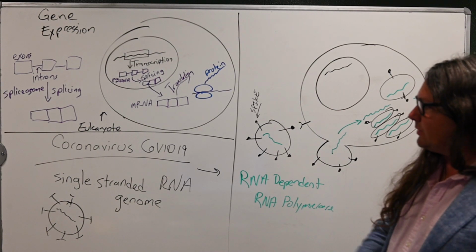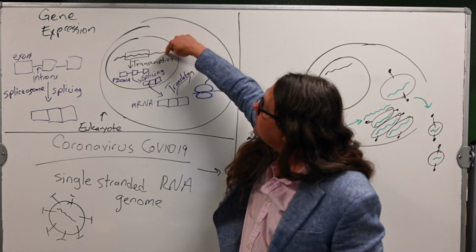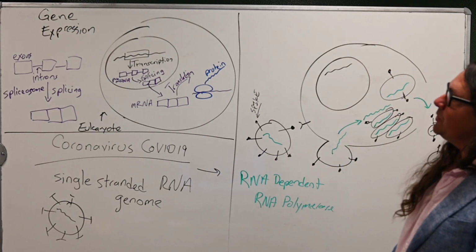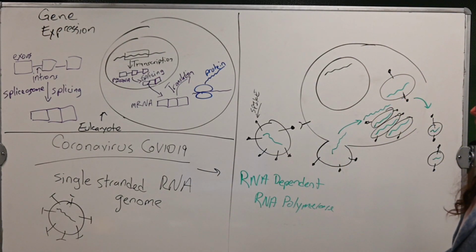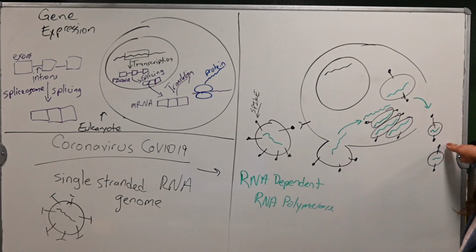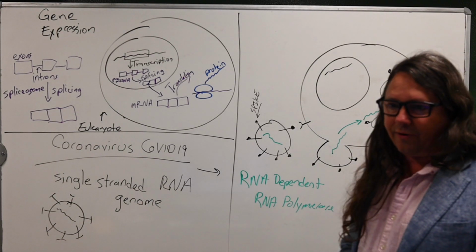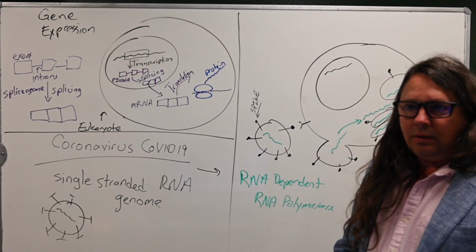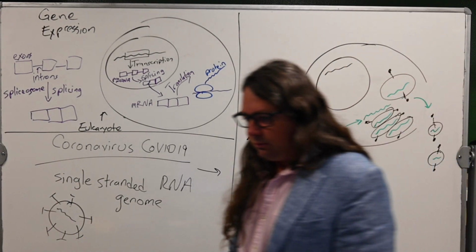So basically what the virus is doing is shortcutting this part. We don't need to do transcription. We're just going to make more copies of our RNA genome and translate that, and then make more virus particles. Questions about that?